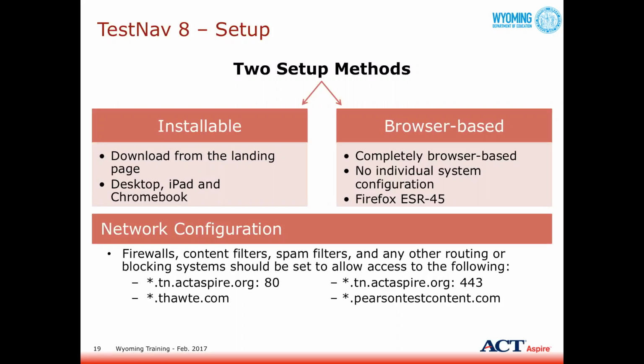So there's *tn.act-aspire.org port 80, which is an authentication URL. There's the *tn.act-aspire.org, port 443. And then there's also an *pearsontestcontent.com that allows us to get the content and share that content back and forth between the Proctor cache server as well as the students' devices. So those four URLs is something that we need to make sure that we highlight from a firewall perspective, and we allow those to be passed within your local intranet.